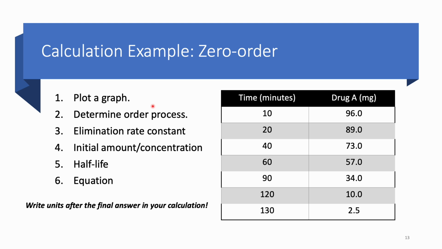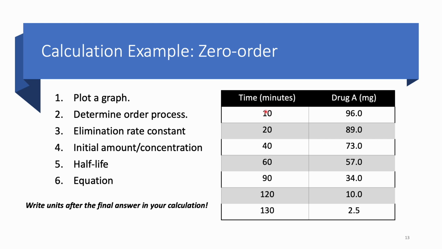Now we go to detail about an example: how to calculate pharmacokinetics parameters for a drug following zero-order kinetics. For example, you have a data set like this. This is drug A, collected or quantified from the plasma.